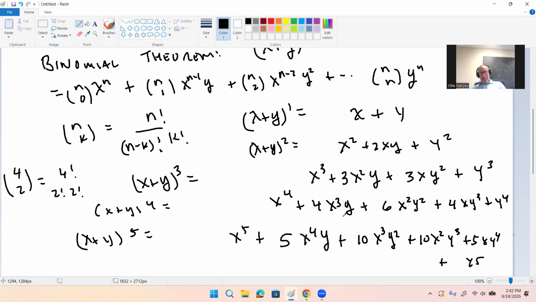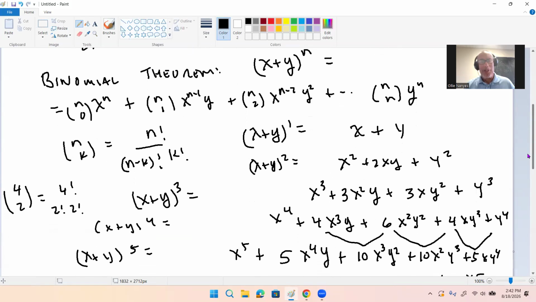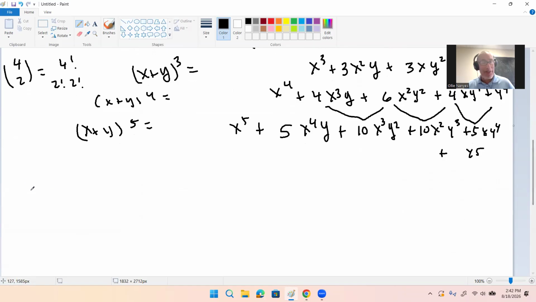So notice the triangle relation says that this number is going to be the sum of these two. That number is going to be the sum of these two. This number is the sum of those two, and so forth. I don't want to get too much into Pascal's triangle, but that's where you can get these coefficients from. So now let's go back to the derivative.